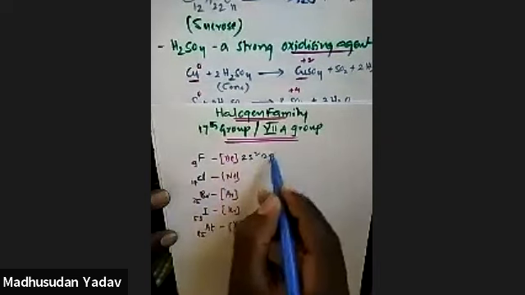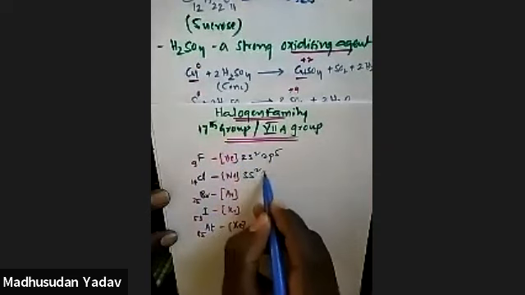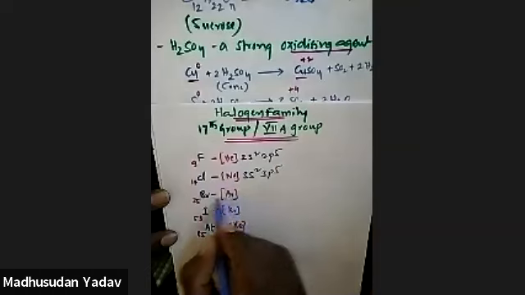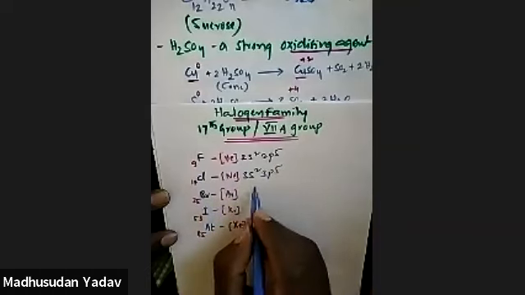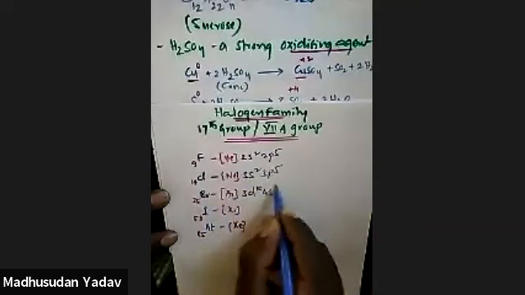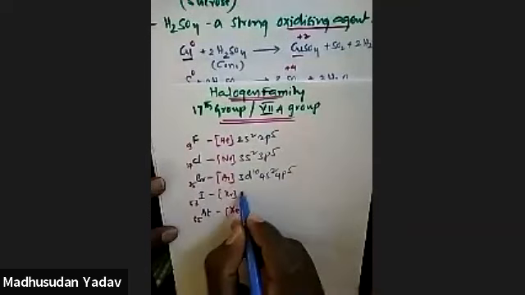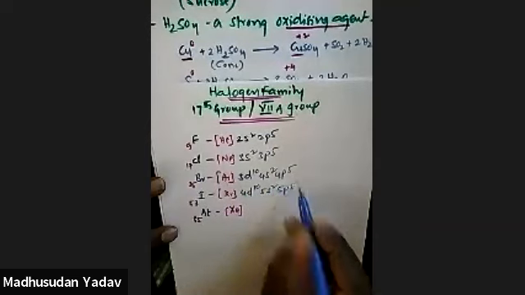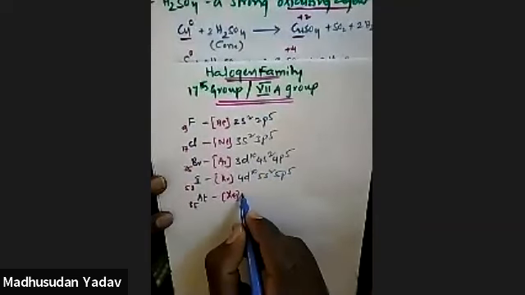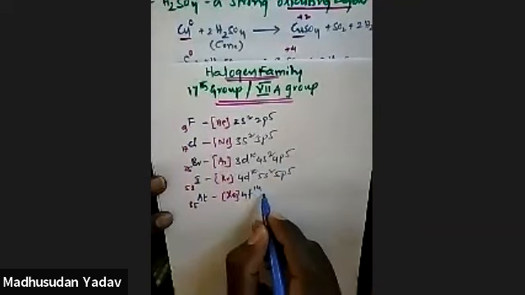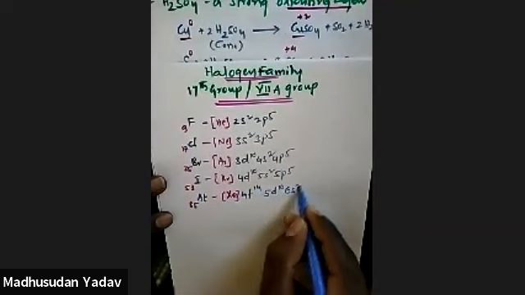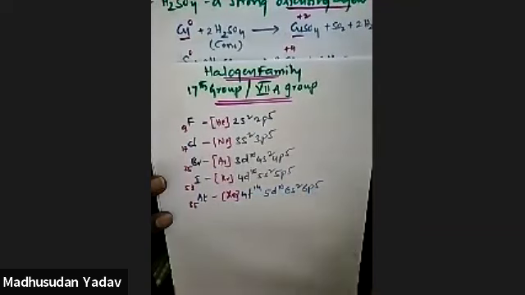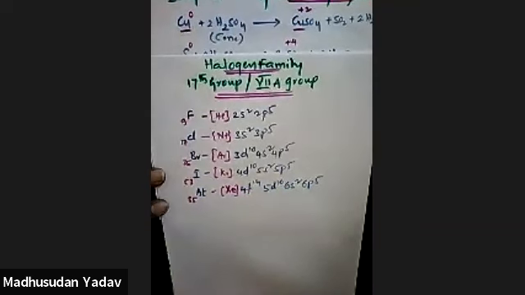So 1s2, 2s2, 2p5. Here 3s2, 3p5. Then the 3d series will start, d block elements will start. So I'll write 3d10, 4s2, 4p5. Next the 4d series, 4d10, 5s2, 5p5. Next f block elements will start. So 4f14, 5d10, 6s2, 6p5. So this is the electronic configuration of this group's elements.